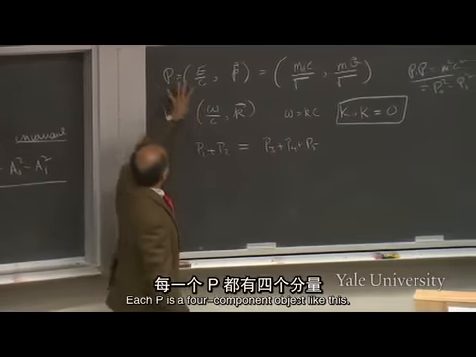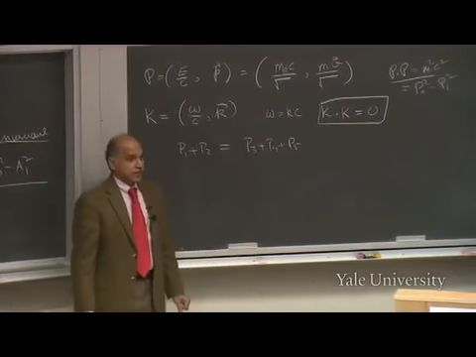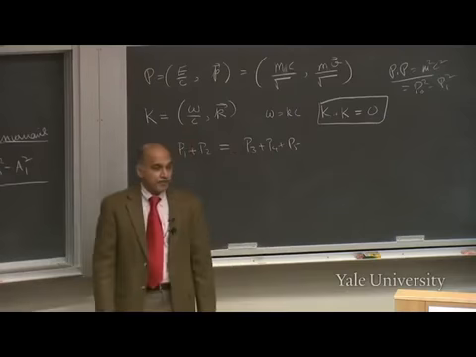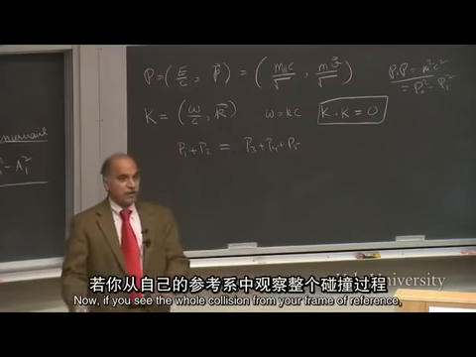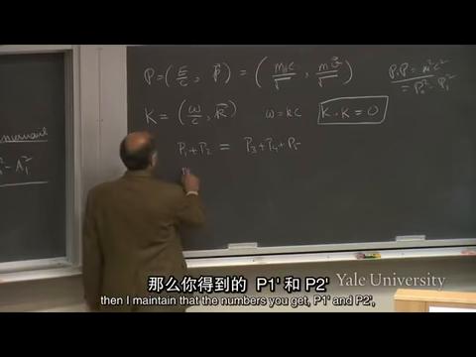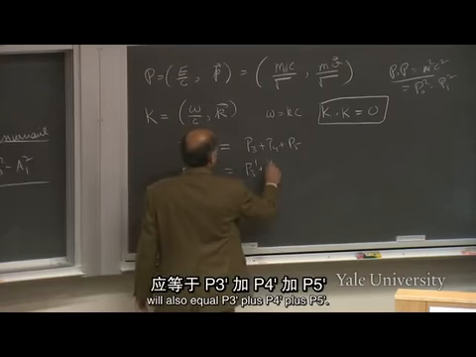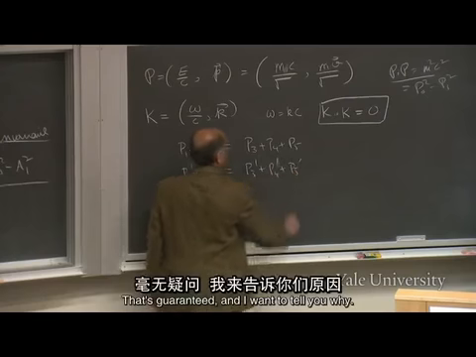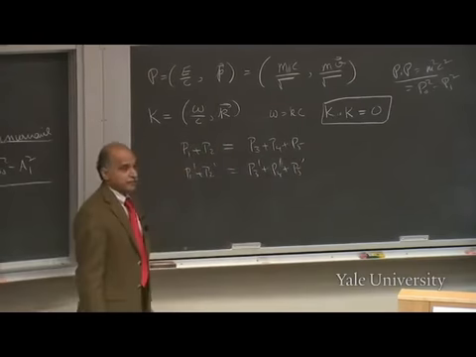Each P is a 4-component object like this. Suppose I say incoming equals outgoing. Now, if you see the whole collision from your frame of reference, then I maintain that the numbers you get, P1 prime and P2 prime, will also equal P3 prime plus P4 prime plus P5 prime. That's guaranteed, and I want to tell you why.